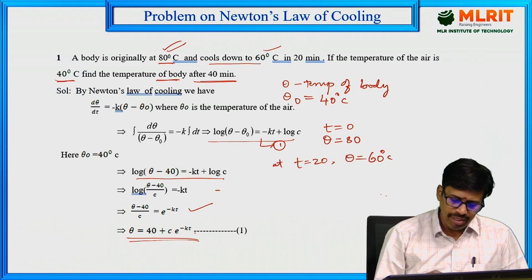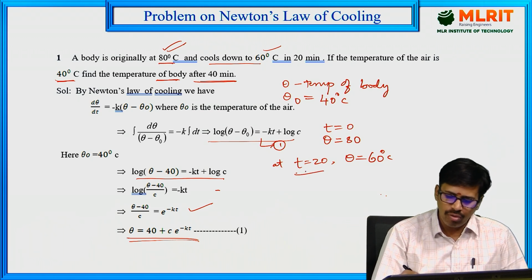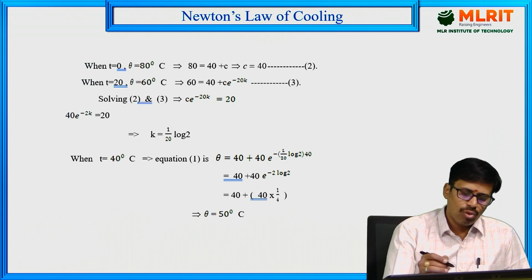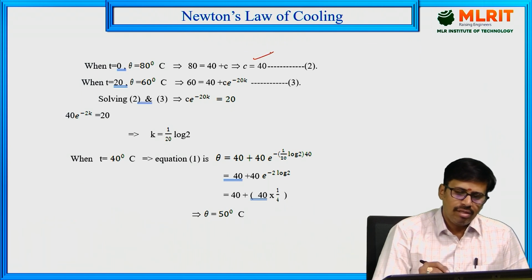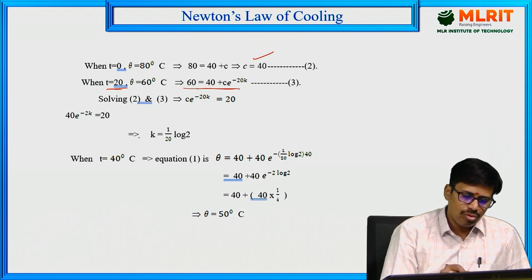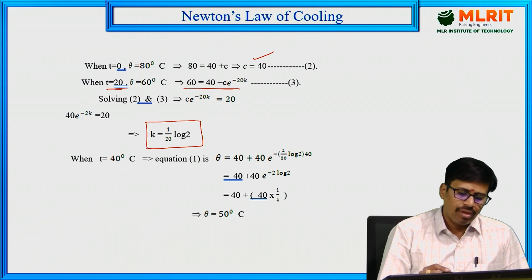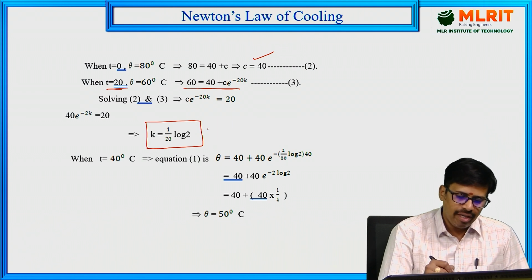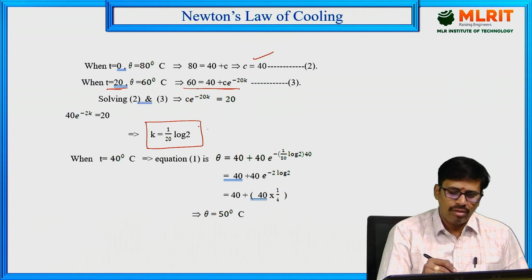So if you substitute in equation 1 t equal to 20 and theta equal to 60, we get this c value, and at t equal to 20 the theta value is this value. So from this equation I am getting the constant k value. If you solve these two, we are getting k as 1 by 20 into log 2.